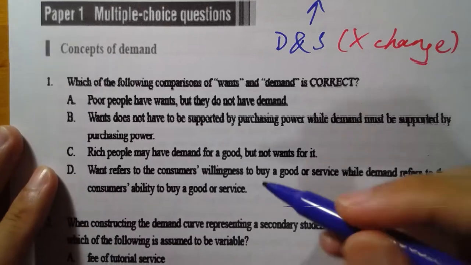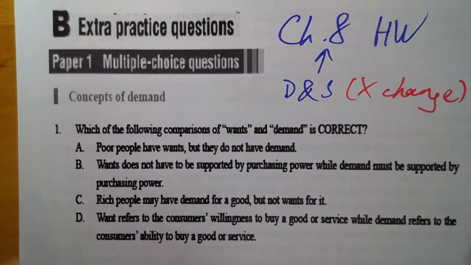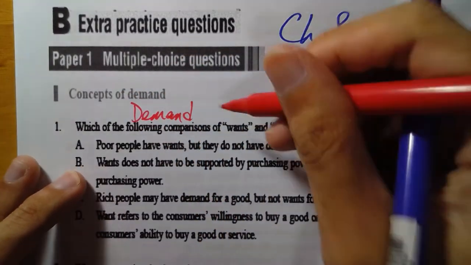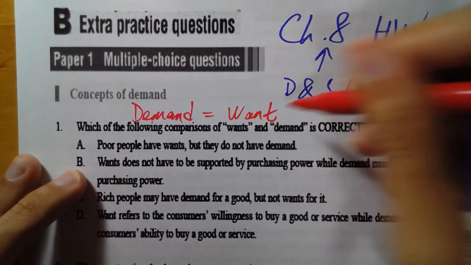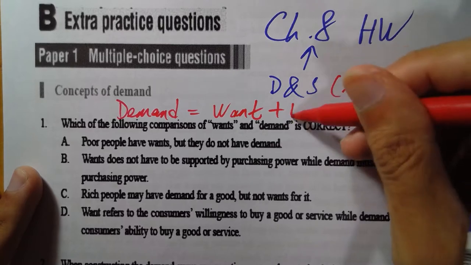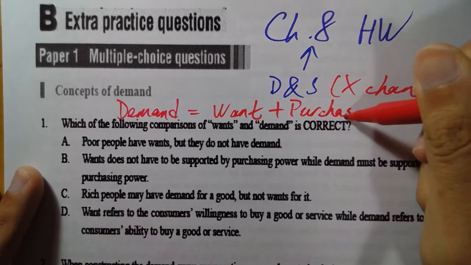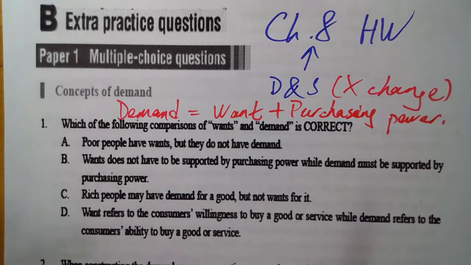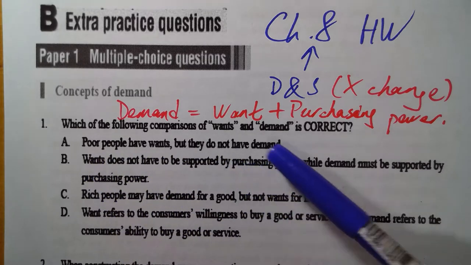Now remember, when we talk about demand, obviously there is a component of want. 你要想要先有 demand 嘅, okay? But remember, demand is want supported by purchasing power. 你又想有能力去做嘅先叫 demand 啊, okay? So here, let's see. Poor people have wants, but they do not have demand.